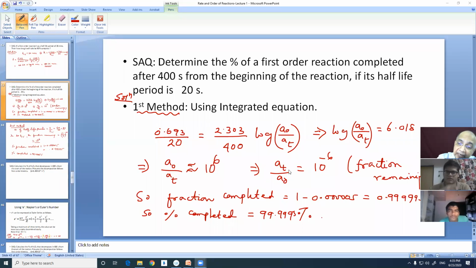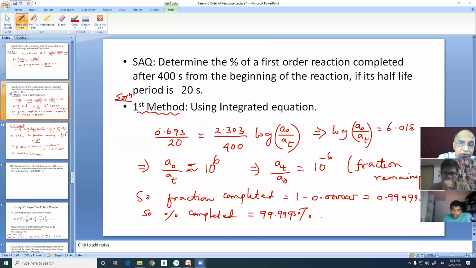I repeat, AT is existing now at time t. A0 is initial. If you take A0 as 1, then AT by A0 is the fraction. So 1 minus this will give you the fraction which is gone, reacted. Right? But in the kinetics, in the integrated equation, you have A0 by AT.